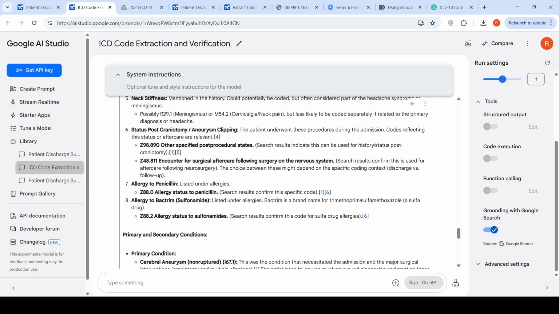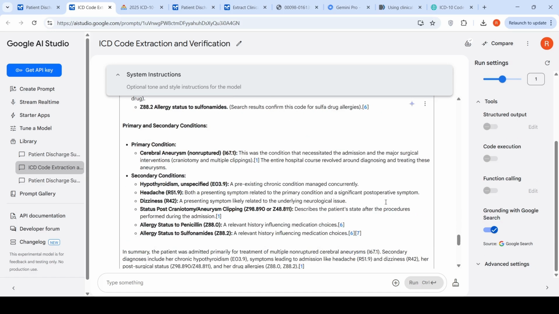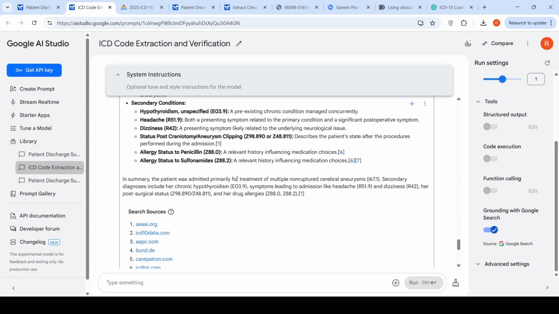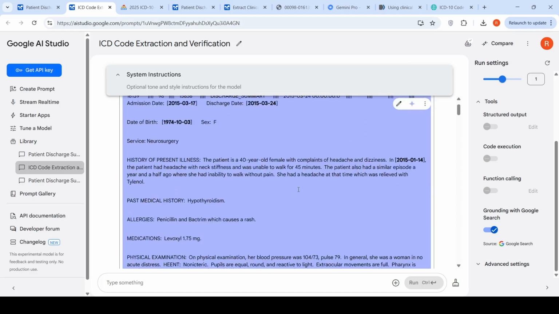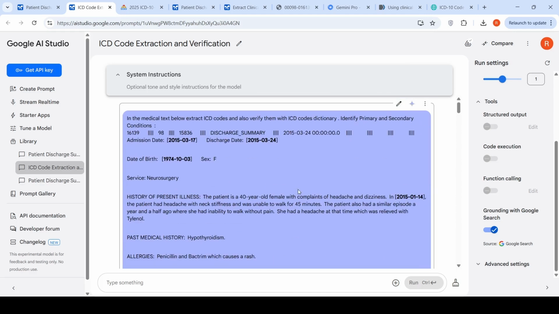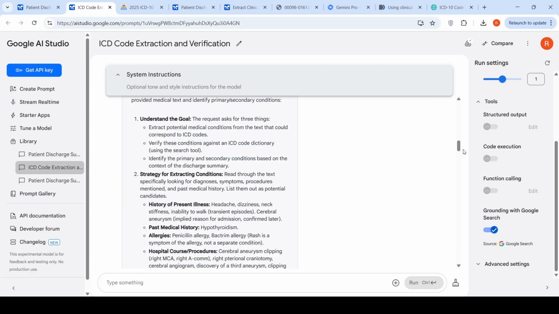Okay. So it extracts all these ICD-10 codes, and it identifies the primary and secondary conditions. So the primary condition is cerebral aneurysm, and the secondary conditions are all these things like hypothyroidism, headache, dizziness, allergy status to certain medication. Okay. In summary, the patient was primarily admitted for treatment of multiple non-ruptured cerebral aneurysms. Secondary diagnoses are these things. So this helps in coding of this medical report for claim processing and tasks like that. Okay. So this is ICD-10 code extraction, right? So over here also you have that ICD-10 data basically. You can cross-check these ICD-10 codes over there.